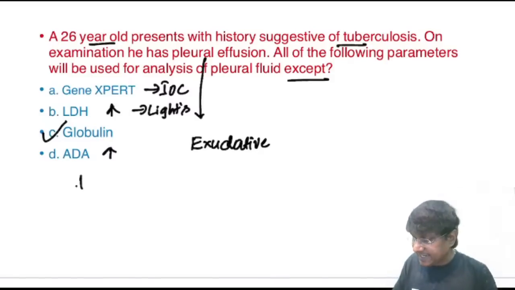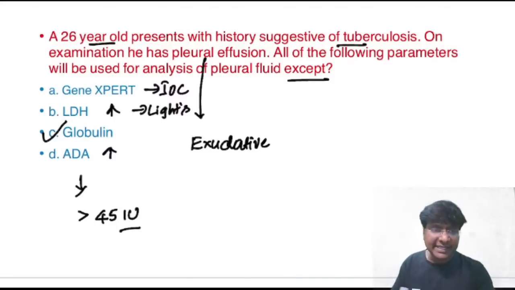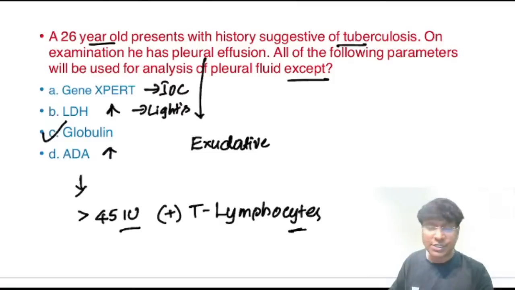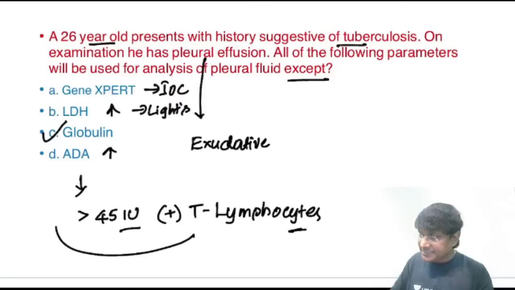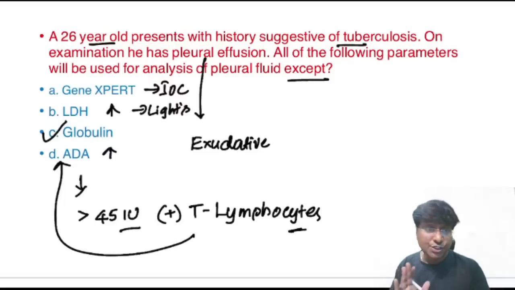See, now this ADA level, how much should it be? It should be more than 45 international units to consider it as tuberculous pleural effusion. Now, why are the ADA levels elevated in patients with tuberculosis? See, the tuberculous organism will stimulate the T lymphocytes. Right, will stimulate the T lymphocytes. So those stimulated T lymphocytes will produce ADA, and that is the reason why the ADA levels are elevated in patients with tuberculosis.